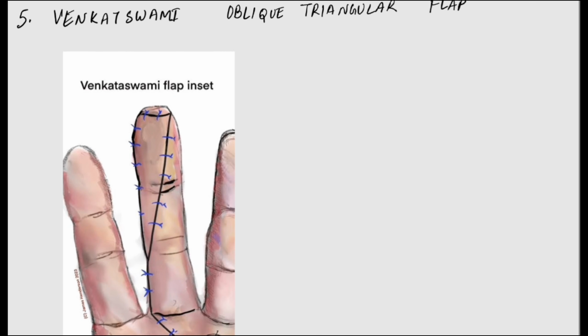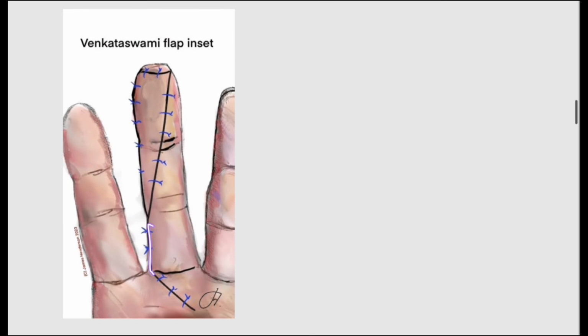Now comes the Venkataswami oblique triangular flap. Here we need even more mobilization compared to Segmüller's advancement. Here we do further neurovascular dissection and raise the flap to the proximal phalanx, and even our stitch line can go up to the palm area. We do the dissection and raise the neurovascular bundle and cover the defect.